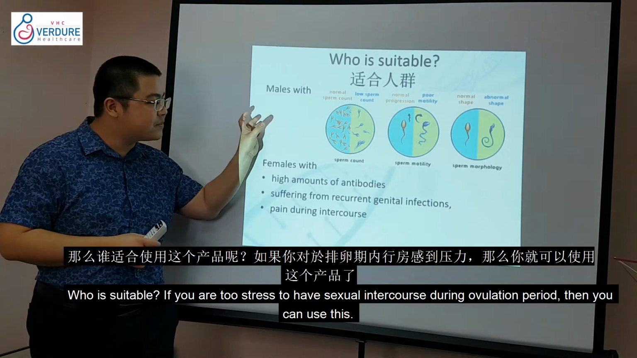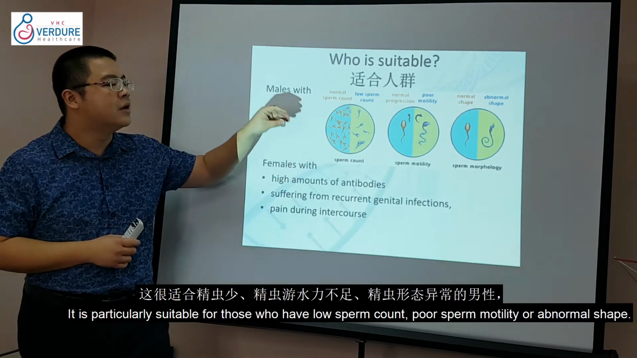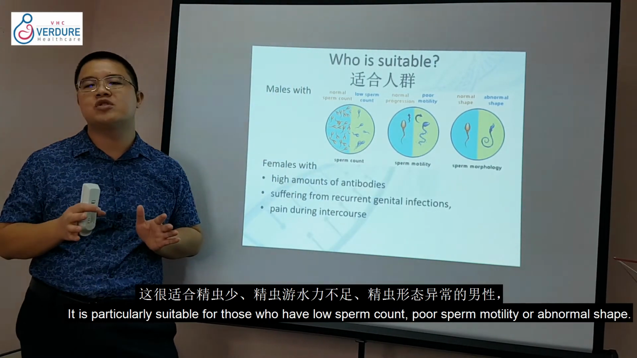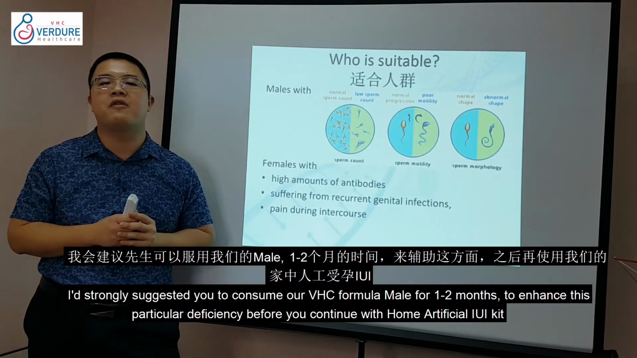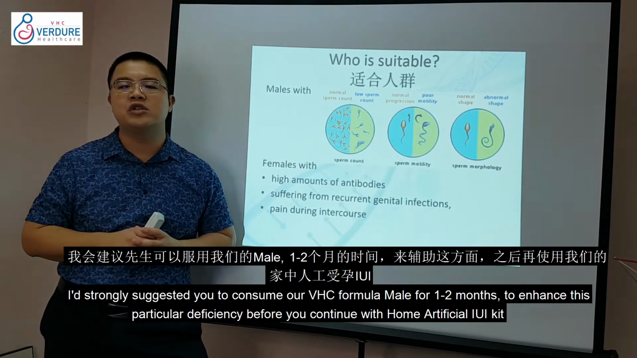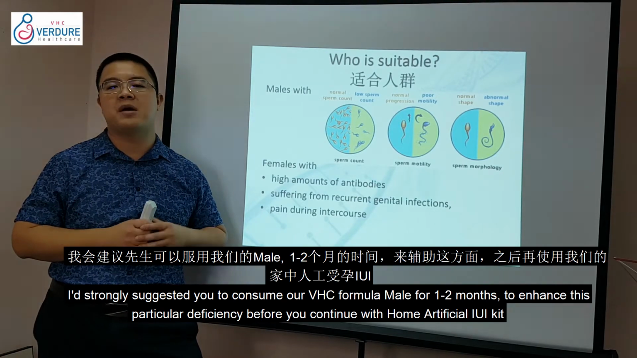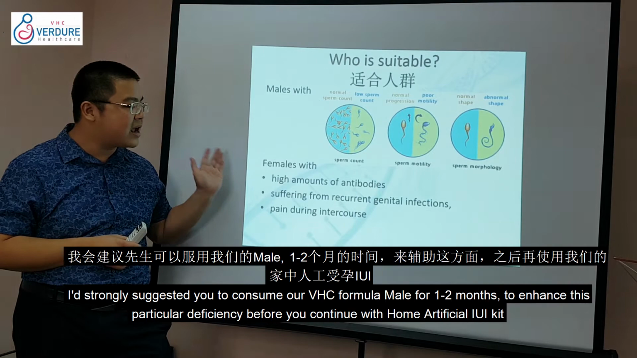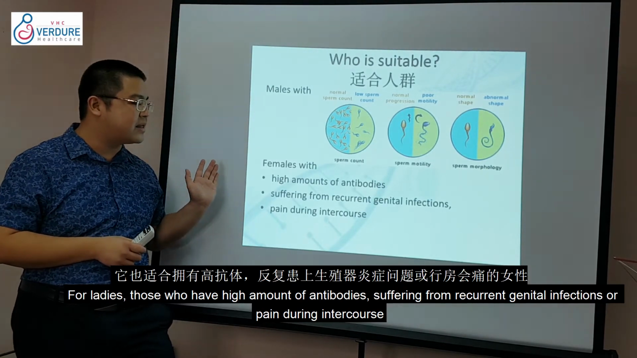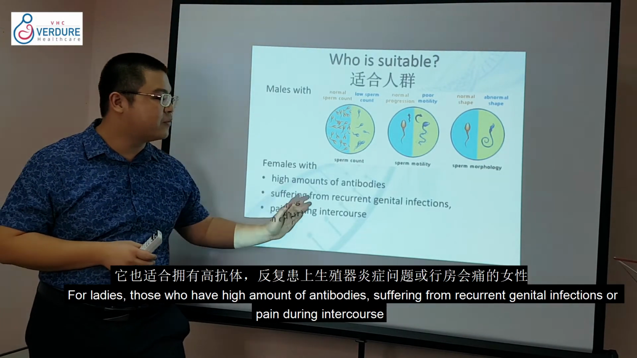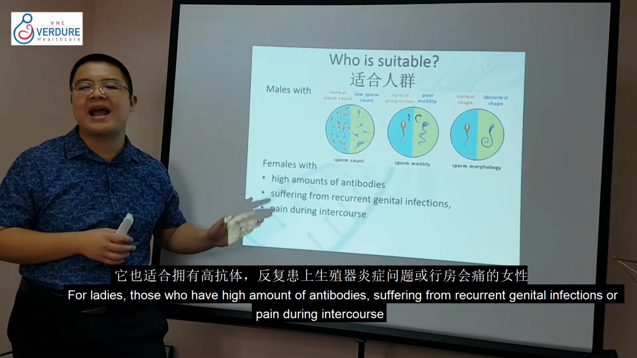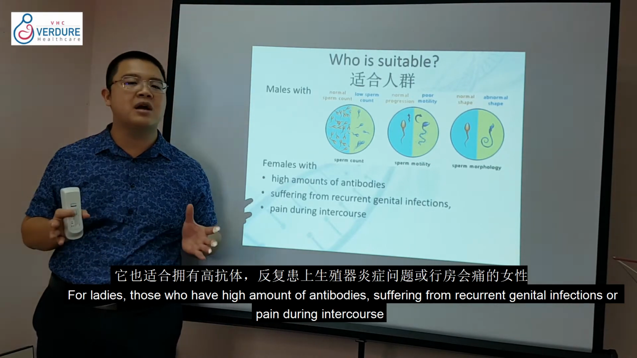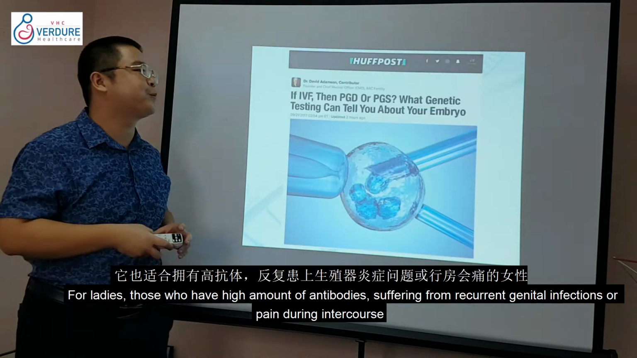But for males with lower sperm count, lower sperm swimming capability, or poor sperm shape, first of all, I would strongly suggest you use our VHC formula male. Take it for around 1 to 2 months. At least it will improve your sperm quality and quantity. Then use this kit. For ladies with high amounts of antibodies that would kill sperm, or suffering from recurrent genital infection or pain during intercourse, then this home artificial insemination, IUI, is for you.